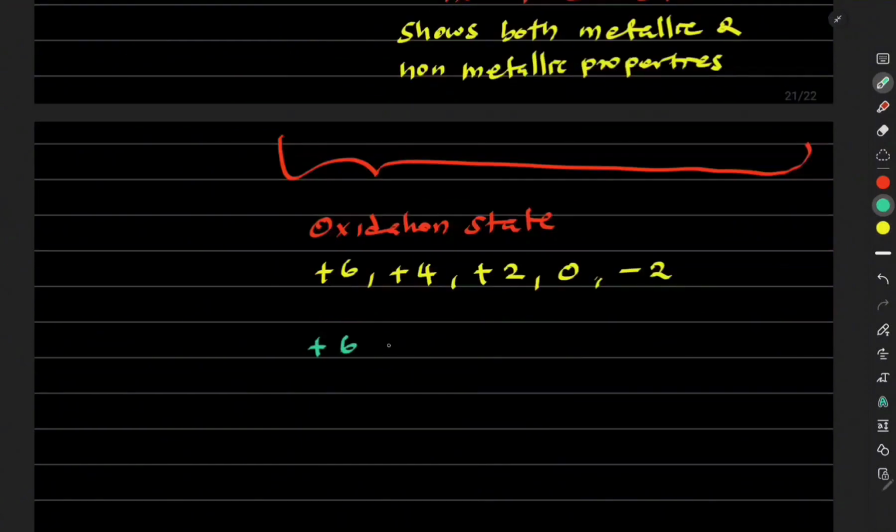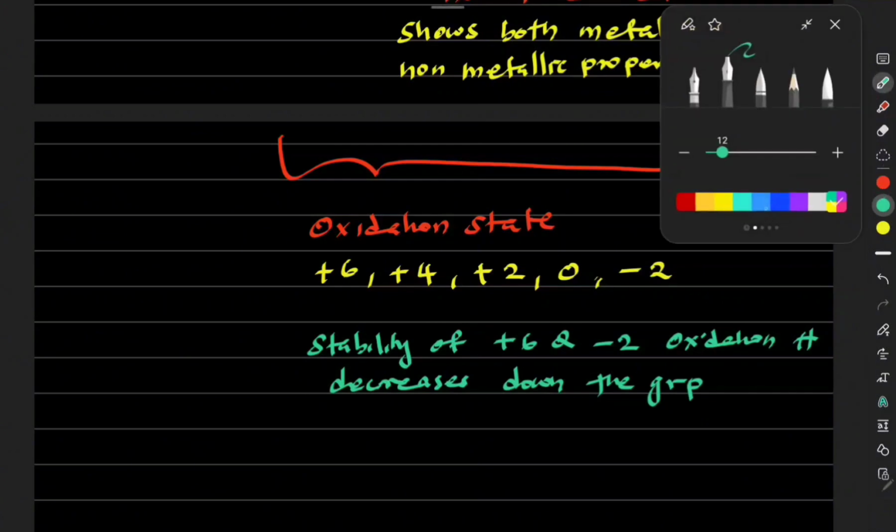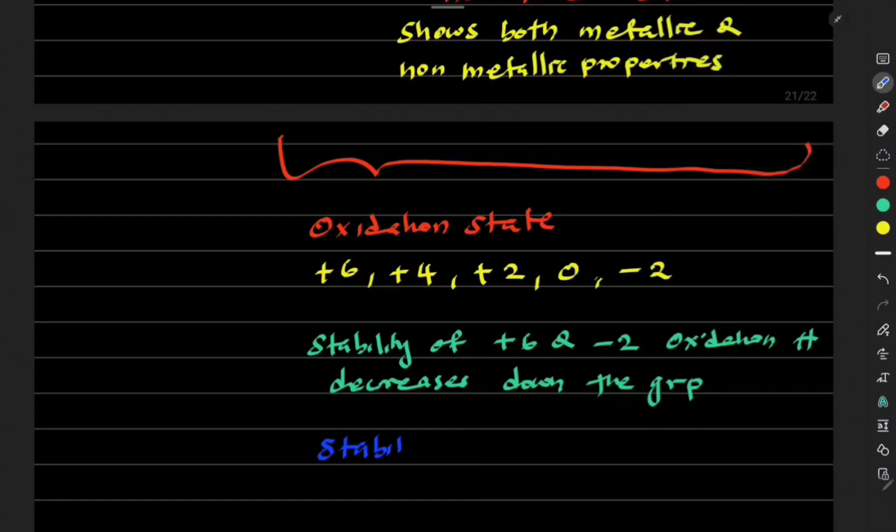The stability of +6 and -2 oxidation states decreases down the group, while the stability of the +4 oxidation state increases down the group.